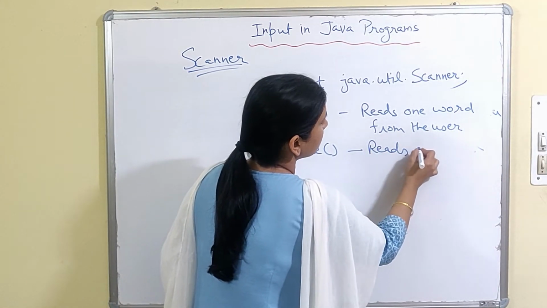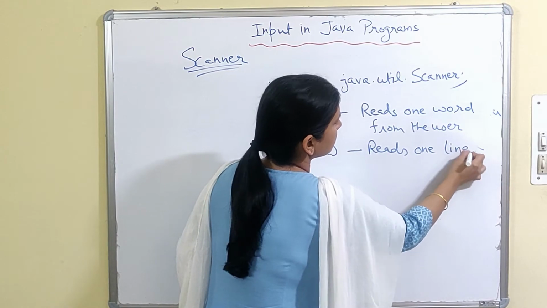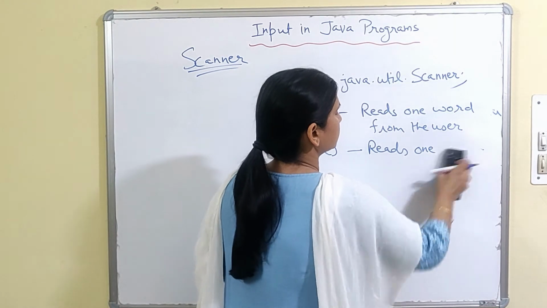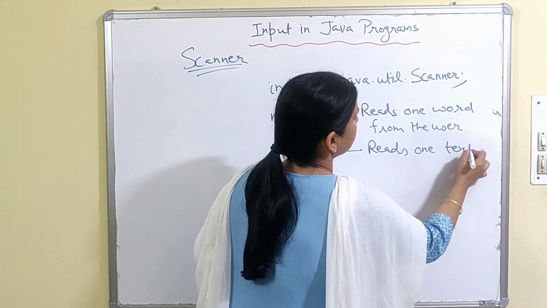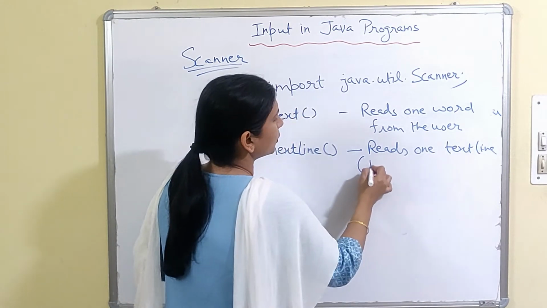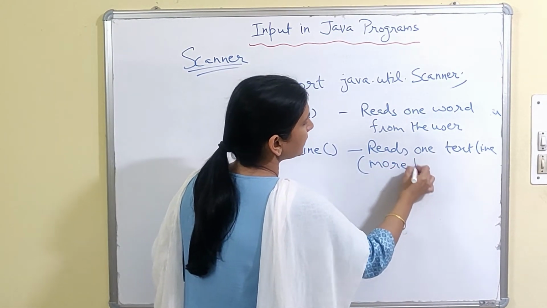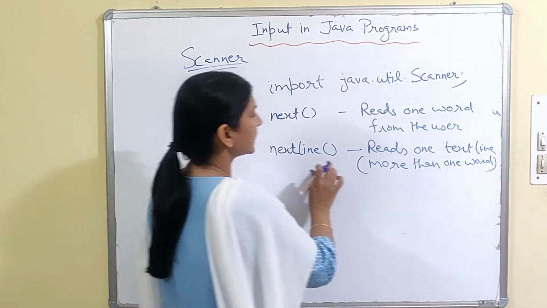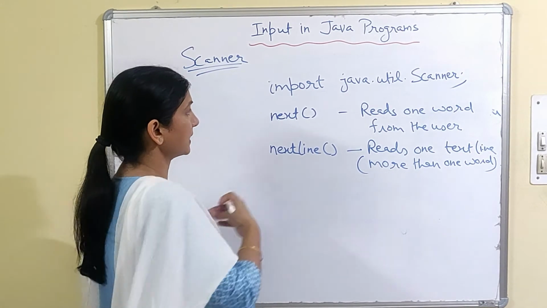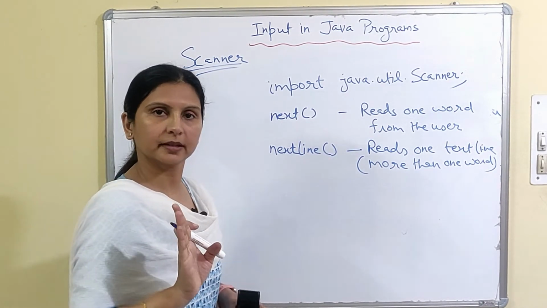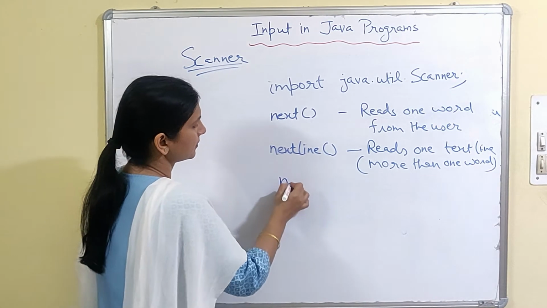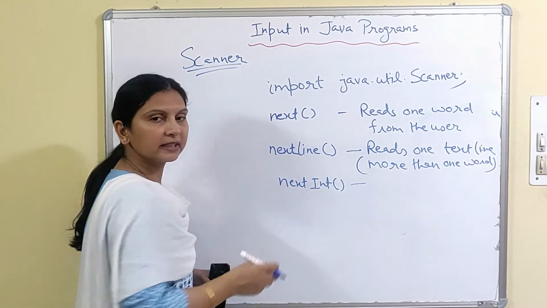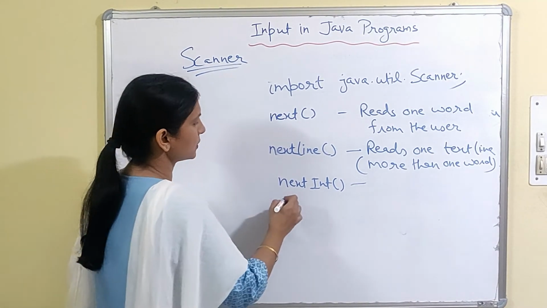It reads one line, one text line. It is used to read more than one word. Right? So it can read more than one word, but next will read only one word. I hope it is clear. Now nextInt. It will read an integer from the user.